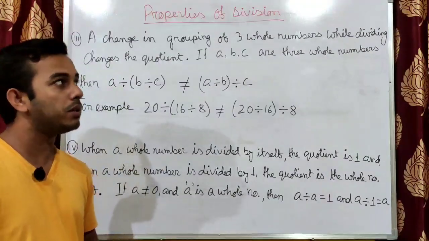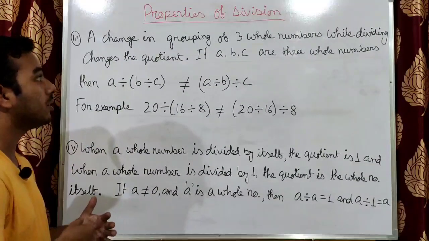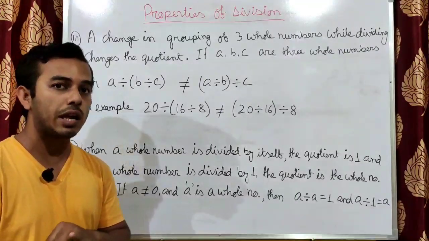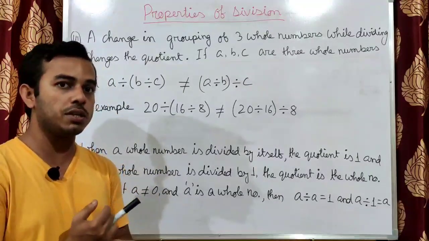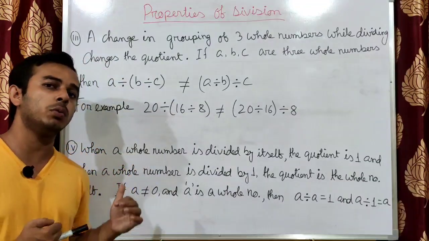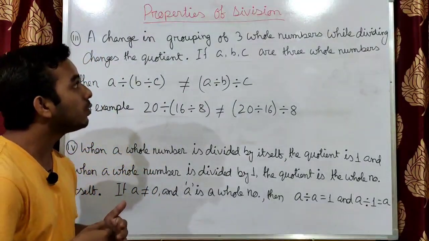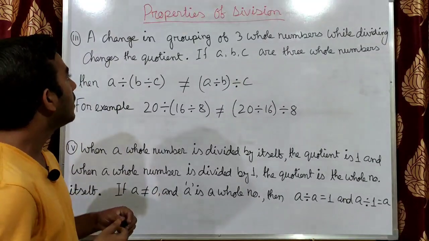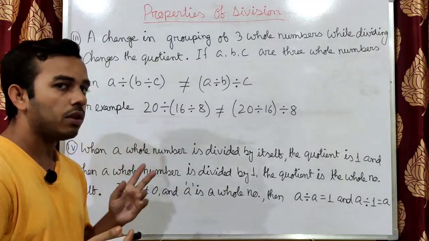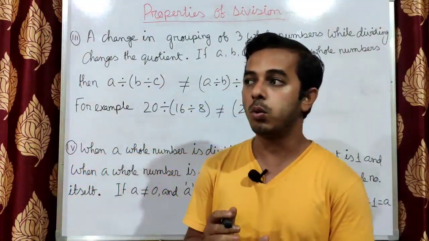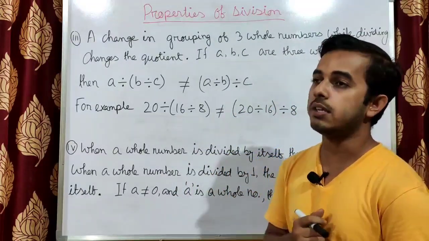Now let us move to our third point, that a change in grouping of three whole numbers while dividing changes the quotient. When we consider three numbers, it is our associative property. Our earlier point was with two numbers; when we interchange their places, it was the commutative property. If a, b, c are three whole numbers, then as with multiplication, when we multiply three whole numbers and change their grouping, the result is the same, right? But here in this case the result is not the same.